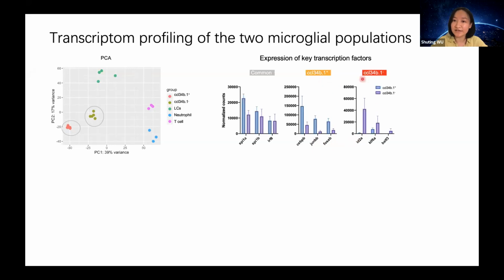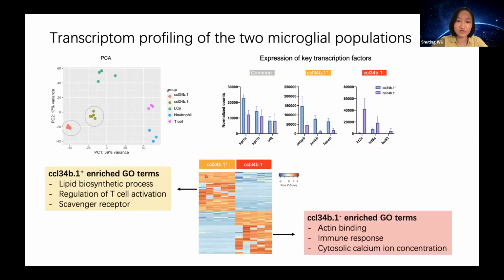And interestingly, for the CCL34-beta1 negative microglia, we found that they express many transcription factors that are important for the development of the dendritic cells, such as the ID2A and the BATF3, indicating they may have some function of the dendritic cells. So we further go on to check their differentially expressed genes and do the GO term analysis.